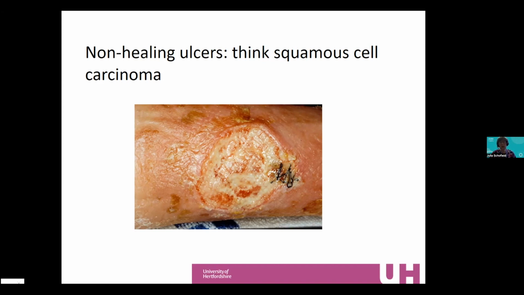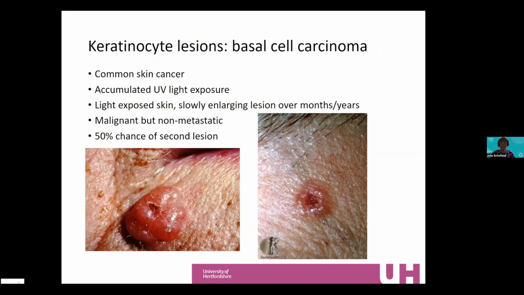And you can see why people might have managed that as a leg ulcer, but it's not quite right, is it? And her compression bandaging was good, her treatment was good, but it didn't get better in spite of that. And it's got that rolled edge to it, and the biopsy showed that this was a squamous cell carcinoma.